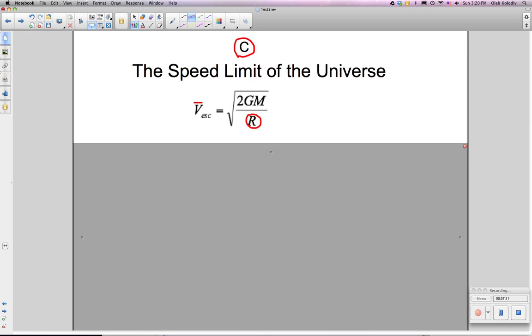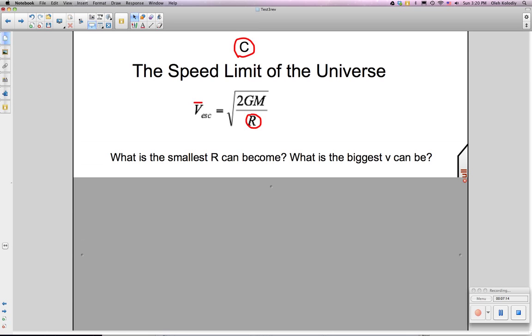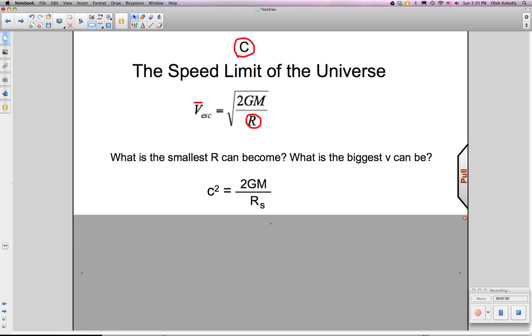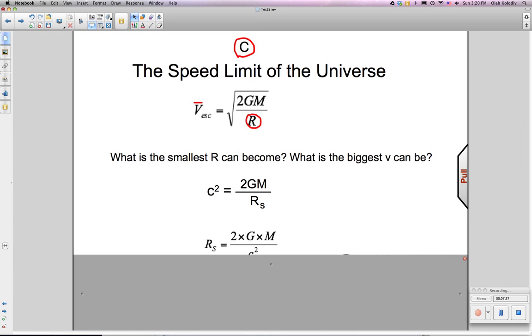So what is the smallest that r can become? Therefore, what is the biggest that the velocity v can be? If we solve that equation for r, letting v equal the speed of light, we get that the radius is equal to 2G times the mass of the star divided by the speed of light squared, which means that once the radius becomes this small, nothing can escape from this black hole, not even light.